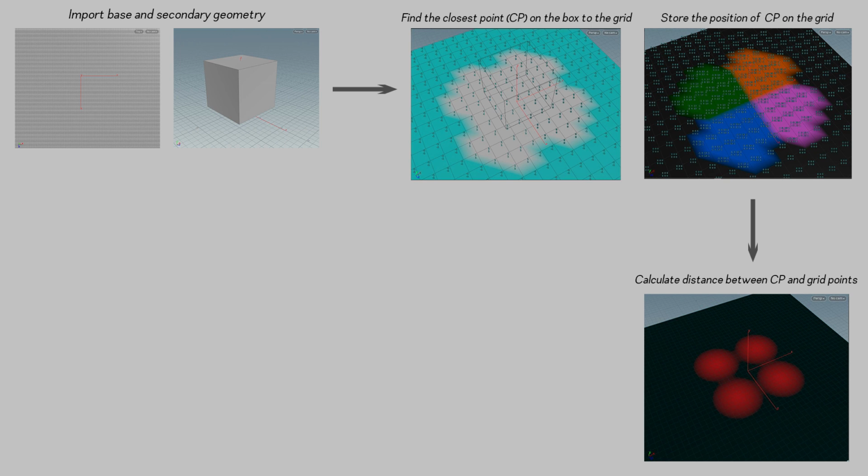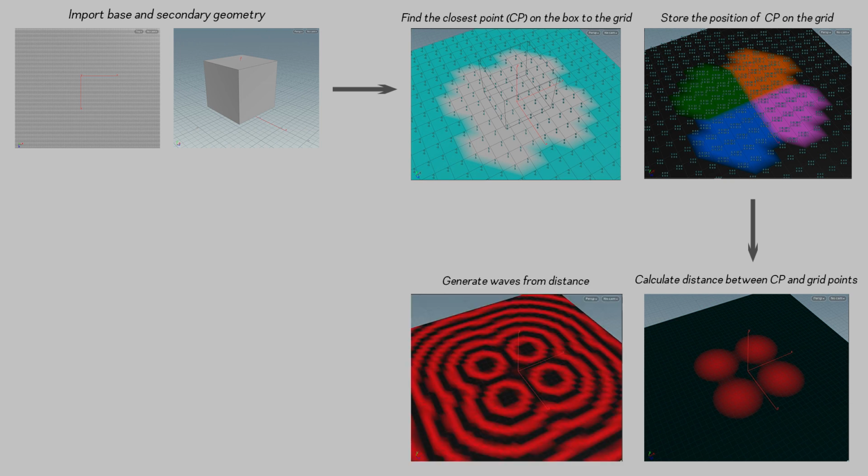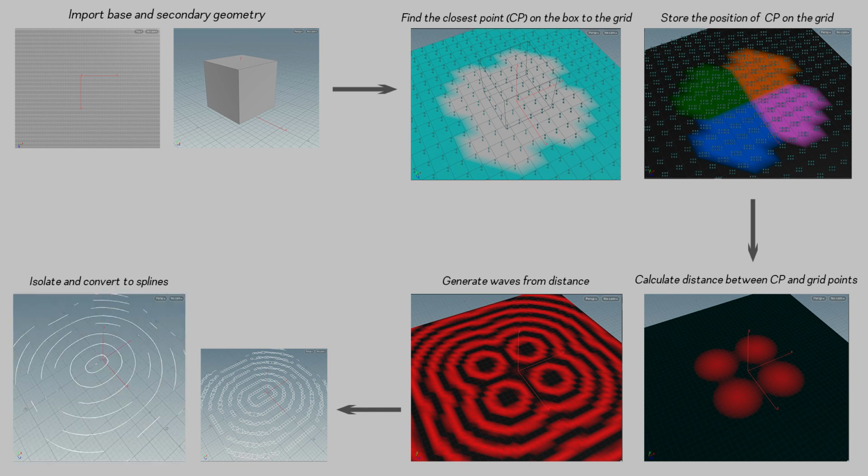We can visualize this by changing it into a gradient. And by using this gradient, we can feed it through a sine function. That will generate the waves. And what we can do later is isolate these parts by color or by value, convert them to splines and smooth it out. So that's the basic idea behind this. Now I'll explain further once we start doing this. So let's get started.